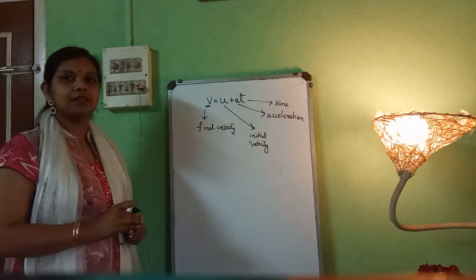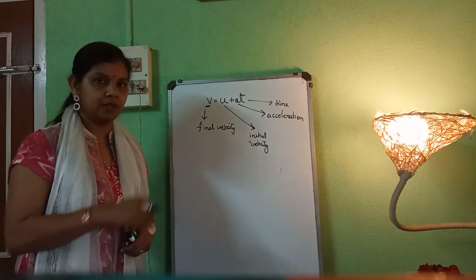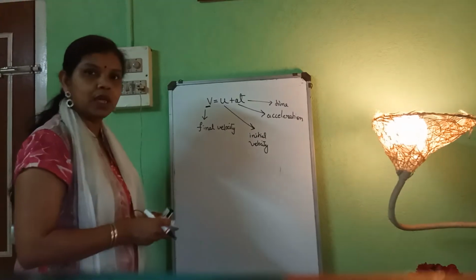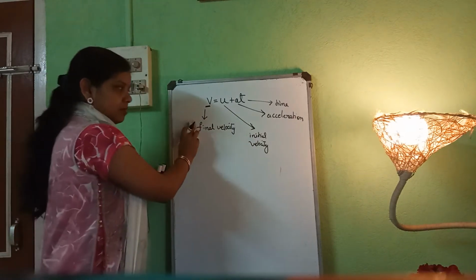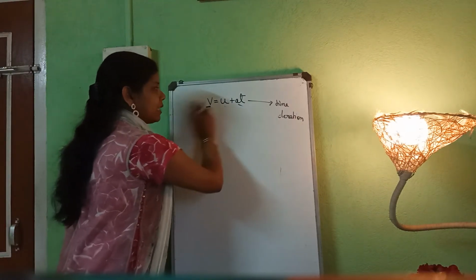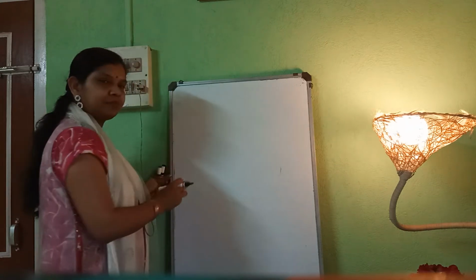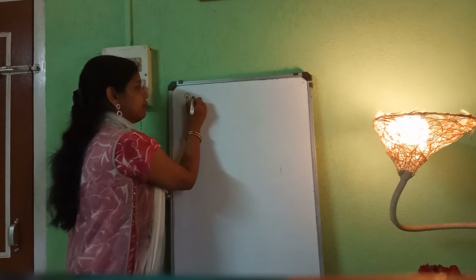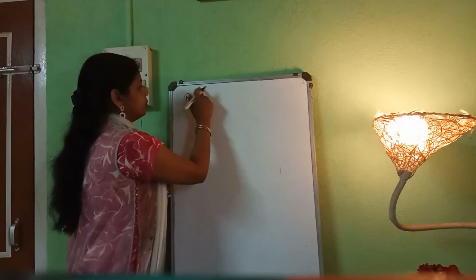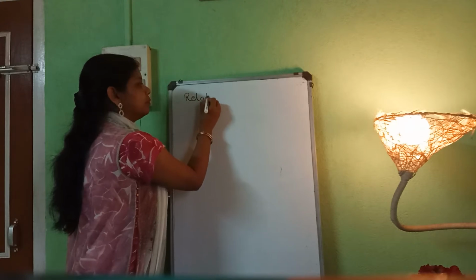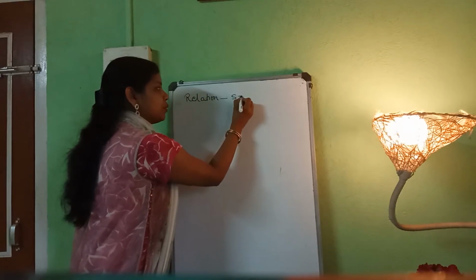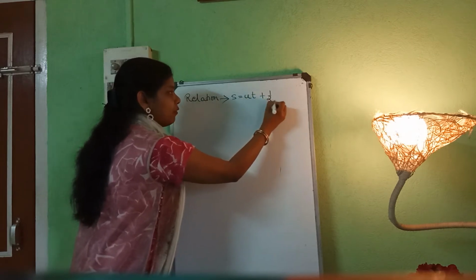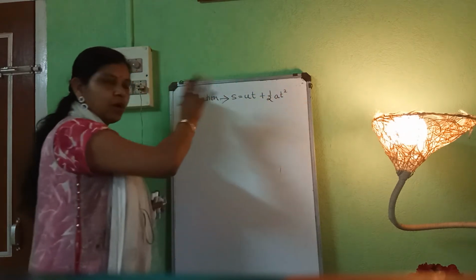So for today's class, we will derive the next relation. The next relation is the relation between distance and time. We are going to derive the relation, which I will write: S equals UT plus half of AT square.